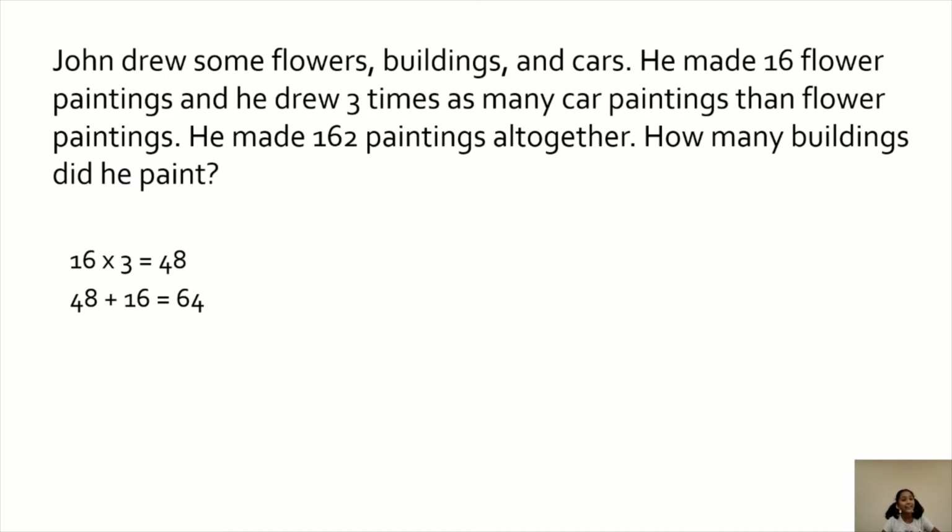You guys can do it. This is a pretty simple subtraction problem. So you guys can do it in a blink of an eye. Are you guys done? Maybe another blink of an eye would be good. Now are you guys done? I hope you are. 162 minus 64 equals 98. Great job, everybody. He painted 98 buildings. Awesome!